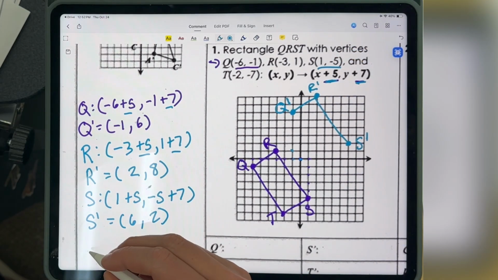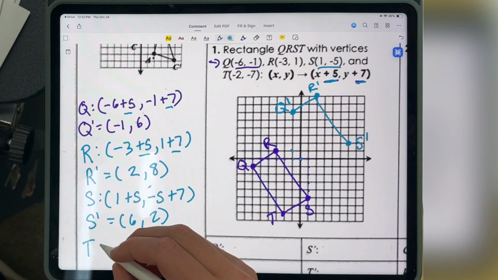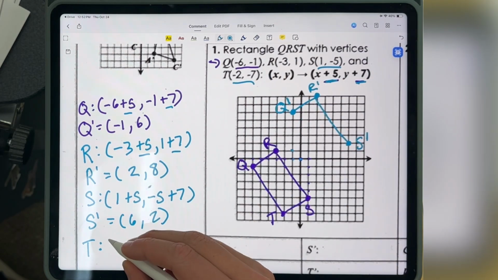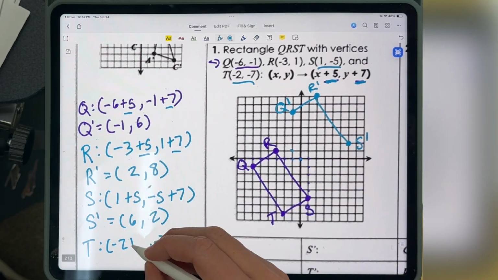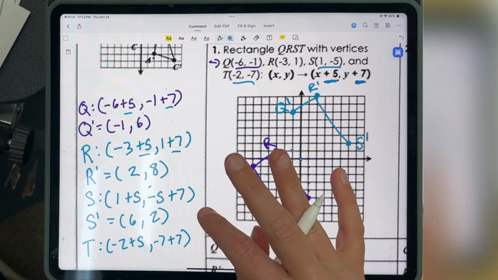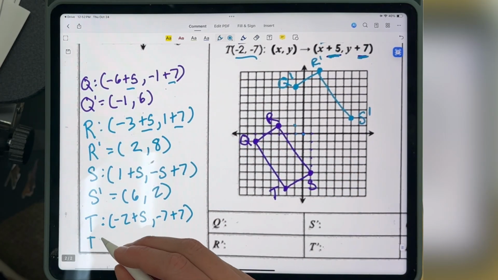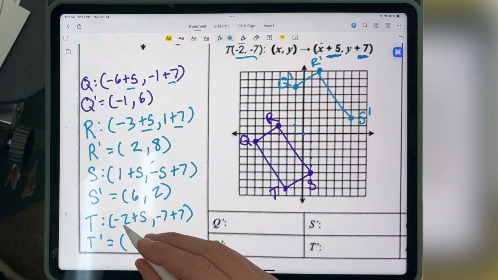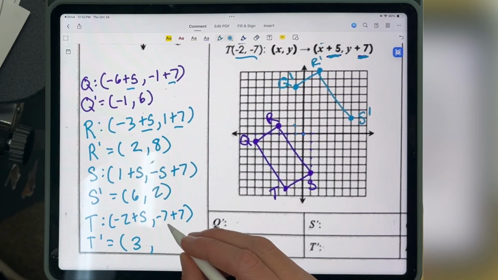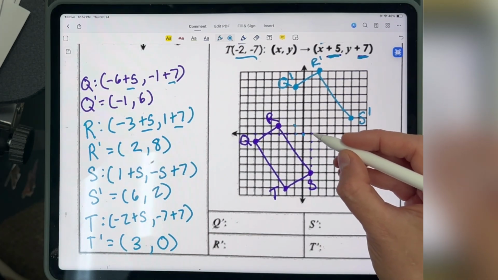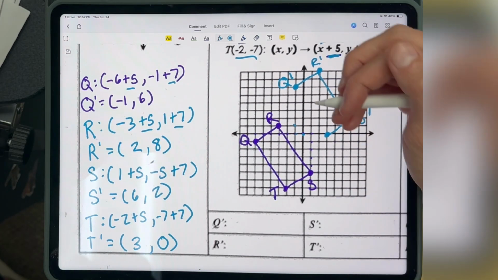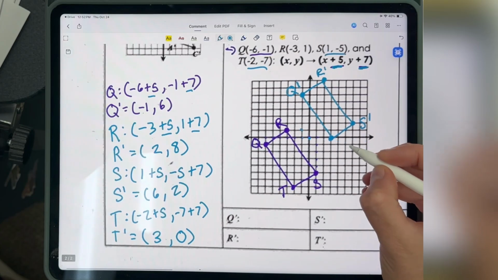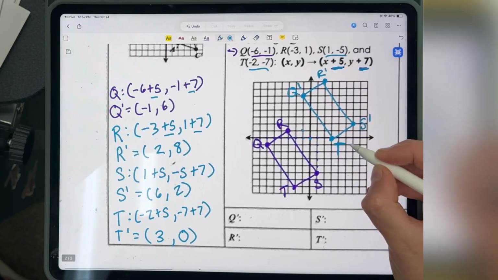Okay. Last but not least, it's a rectangle, so we have T. T originally was at right here, -2, -7. Again, we're adding 5 to the x, 7 to the y. So T prime is going to be located at -2 plus 5 is 3, -7 plus 7 is 0. So 3, 0. Start at the origin, go 3 to the left, 1, 2, 3, and 0 up. So we just stop there. And there we go. Now I've taken this whole rectangle, all the parts of it, and that's T prime.